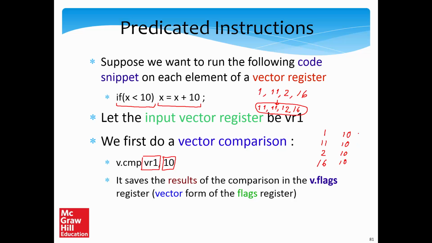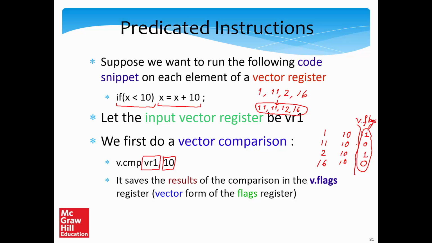We'll save the results of the comparison in a vector flags register, a flags register which contains multiple values. In this case, 1 is less than 10, so this comparison is true. 11 is not less than 10. 2 is less than 10, so the comparison is again true. And 16 is not less than 10, so the comparison is false. Instead of producing a single flags register, we will produce a vector flags register, which will hold the results of the comparison.